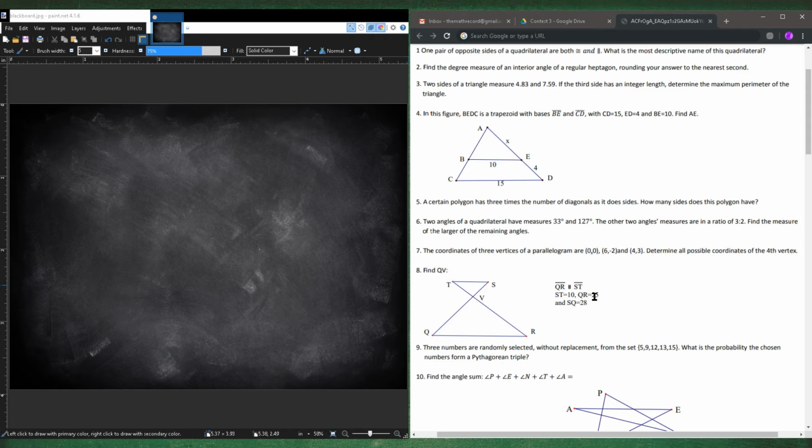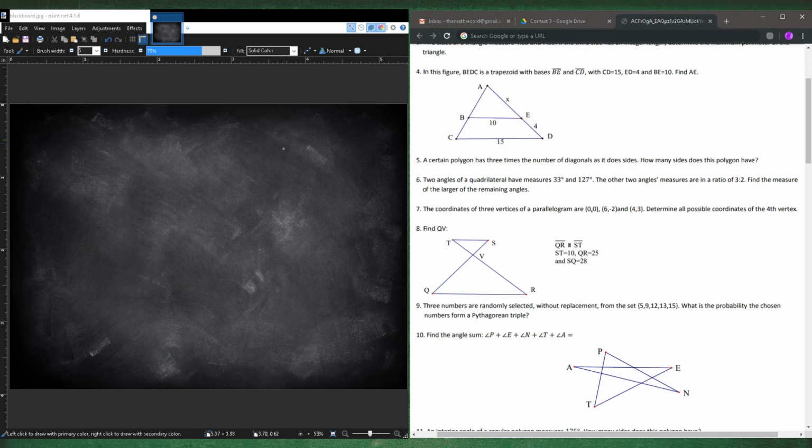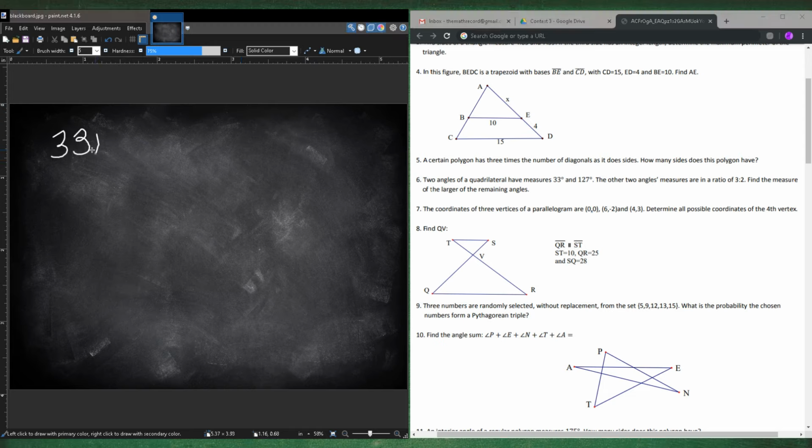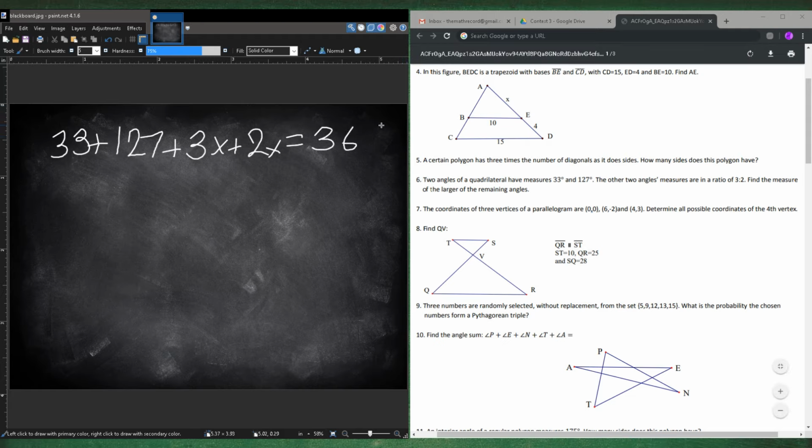Okay, number 6. Two angles of a quadrilateral have measures 33 and 127. The 2 other angle measures are in ratio 3 to 2. Find the measure of the larger of the remaining angles. So we just need to scale these numbers so that when they add up together with the 33 and the 127, they equal the total sum of the angles in a quadrilateral. So we have 33 plus 127 plus, scaling by x, 3x plus 2x, because they're in the ratio 3 to 2. And that should equal the sum in a quadrilateral, which is 360.